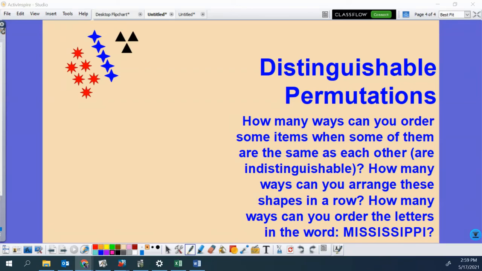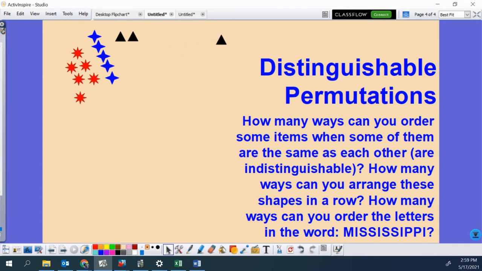All right. In this video, we're going to look at how to count a number of distinguishable permutations, which means you're looking at several items where some of them are the same as each other and thinking how many different ways can you arrange them so that you can tell the difference, right? So I've got up here 6 of these red stars, these 8-pointed stars, 5 of these blue 4-pointed stars, and 3 of these black triangles.